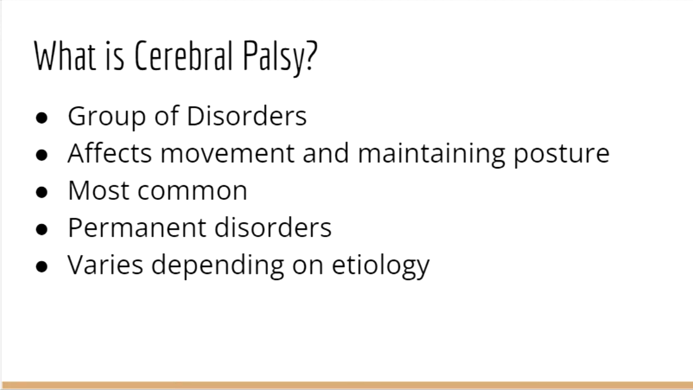CP is a group of disorders that affect a person's ability to move and maintain balance and posture. CP is the most common motor disability in childhood. It is a group of permanent disorders affecting the development of movement and causing a limitation of activity. The degree and type of motor impairment and functional capabilities vary depending on the etiology of the patient.